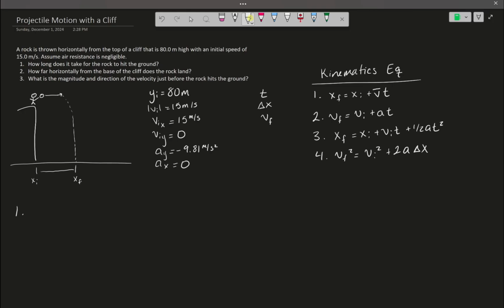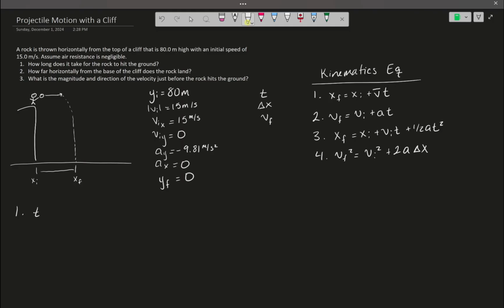So the first thing that it asks us for is to figure out time. How long does it take for the rock to hit the ground? The easiest way to go about determining how long it's going to take is only considering the y direction. That's because I know that my initial position of the ball is going to be 80 meters, and I know that because it's going to hit the ground, my final position of this ball is going to be at 0.